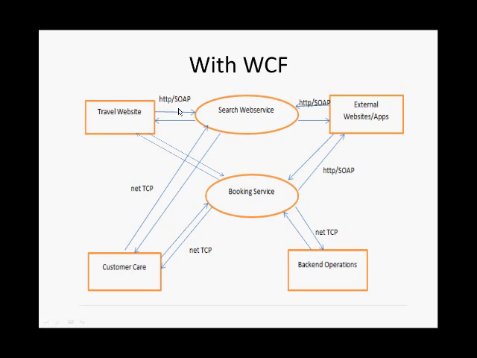If you see, the travel website communicates with the service using HTTP SOAP, and the external websites also, because of interoperability, communicate with HTTP SOAP. But the customer care application and backend operations, which are in my same network, don't need to communicate with these services using HTTP SOAP anymore. They can communicate with NetTCP to the search service and the booking service, because as I said earlier, WCF supports multiple protocols at the same time.